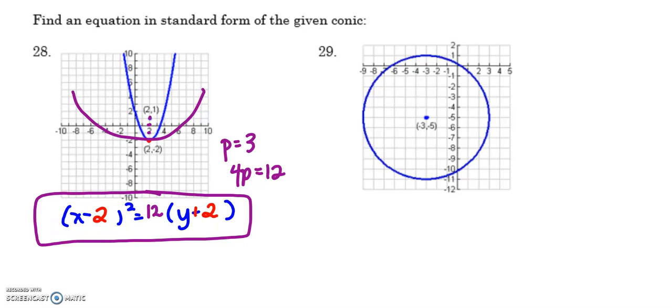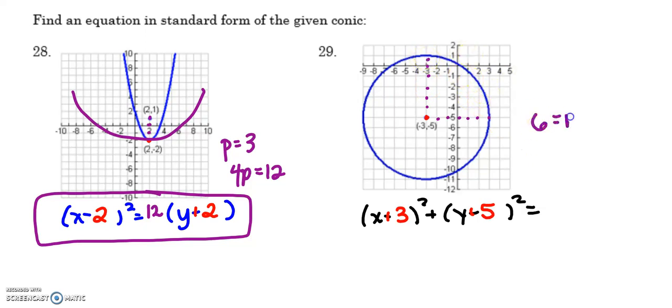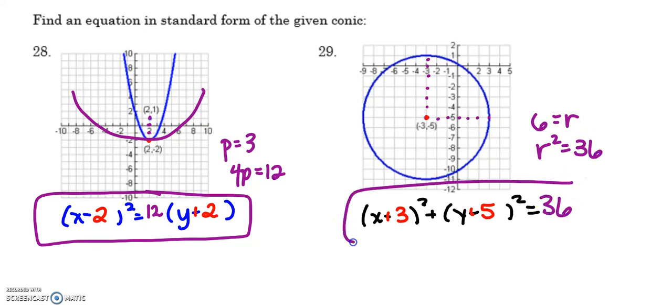All right, next one is the equation of a circle. So circle starts with x minus quantity squared, y minus quantity squared, and then we need our r squared. So the center is the important part here, getting that h and k set up. So this will be x plus 3 and y plus 5. And then the next thing we need to figure out is the radius. So 1, 2, 3, 4, 5, 6. Double check, 1, 2, 3, 4, 5, 6. 6 squared, if 6 is equal to r, that means r squared is equal to 36, which goes in my equation.